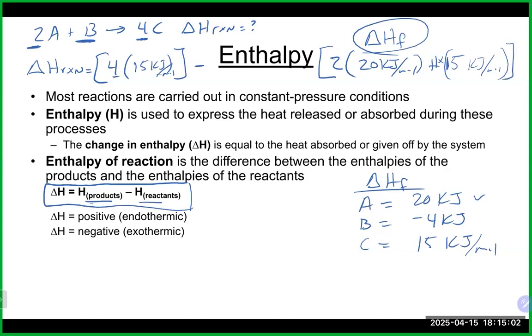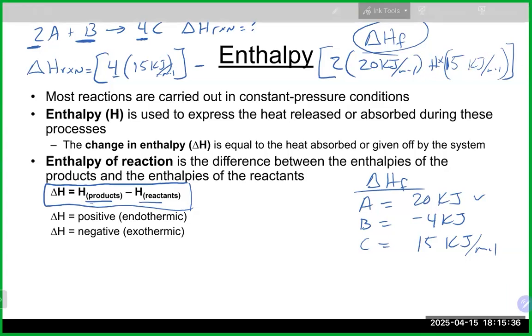So we'll take 4 times, what did I do there? 15 minus, we got 2 times 20 plus 15. I feel like I did 15 twice there. I feel like I did. And A was 20 and B was -4. That was way, way wrong there.